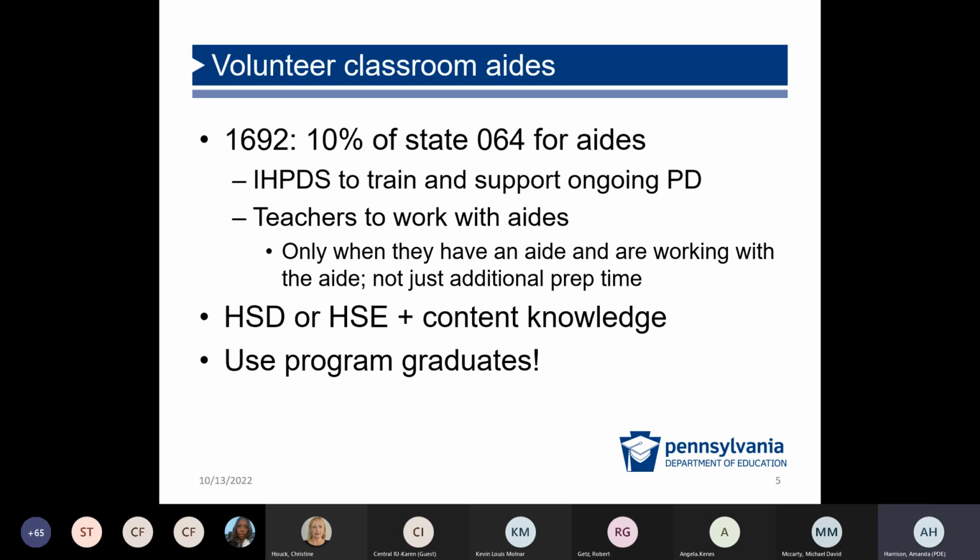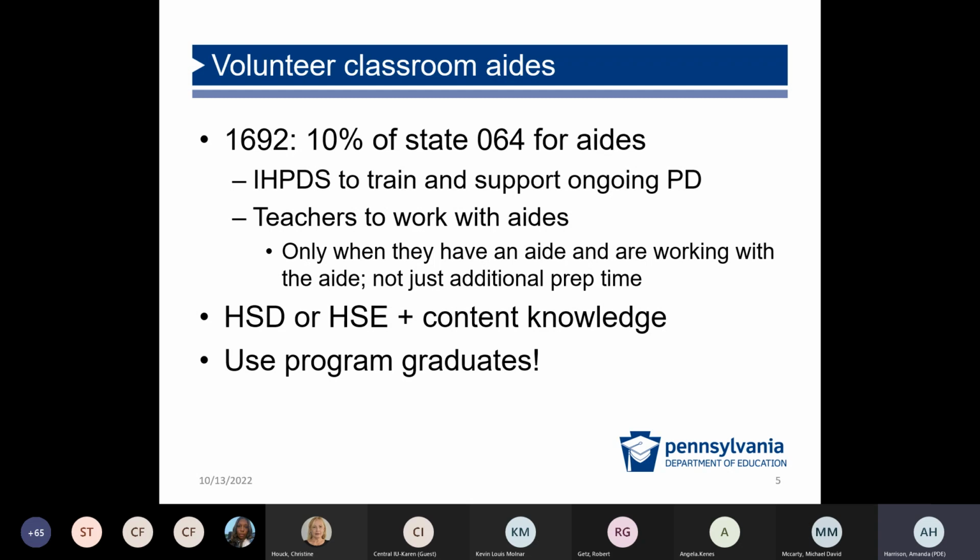This time around, for this grant cycle, we actually decreased the amount that was set aside for tutoring program for adults. And we took that difference and we put it into your state 064 grant. So I've heard some complaints that, oh, you made us spend more money on volunteer classroom aides. That's not the case. We gave you the money to increase the amount that you spend, okay?